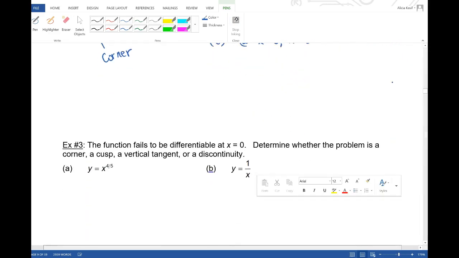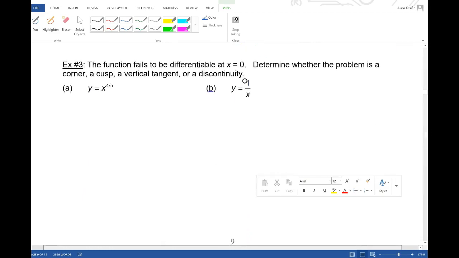Okay. So now we have a couple examples. I'm giving you functions that fail to be differentiable at x equals 0. So what is the problem? Is it a corner, a cusp, vertical tangent, or discontinuity? First one's cusp. Right? We have an even over an odd power. And again, you could just do a quick sketch of this and verify that.